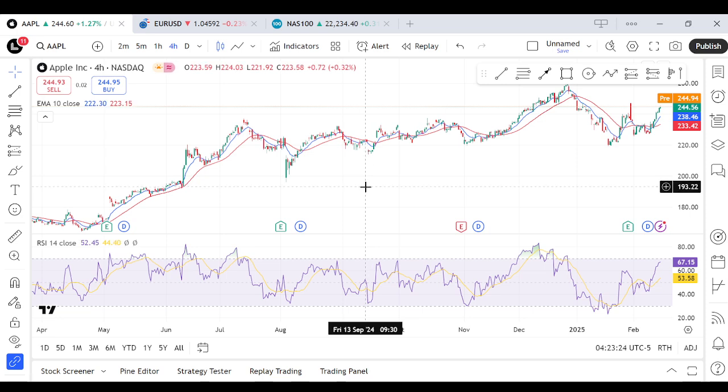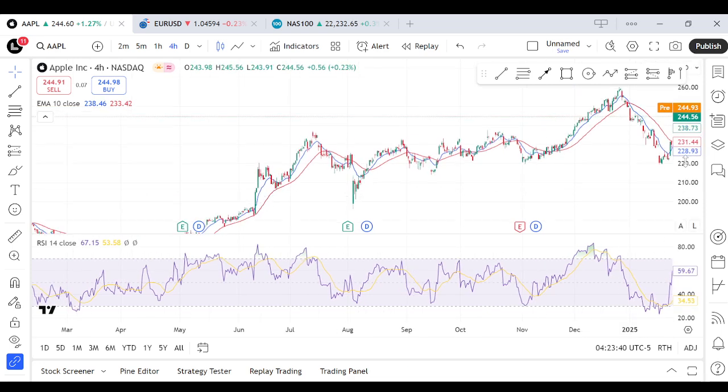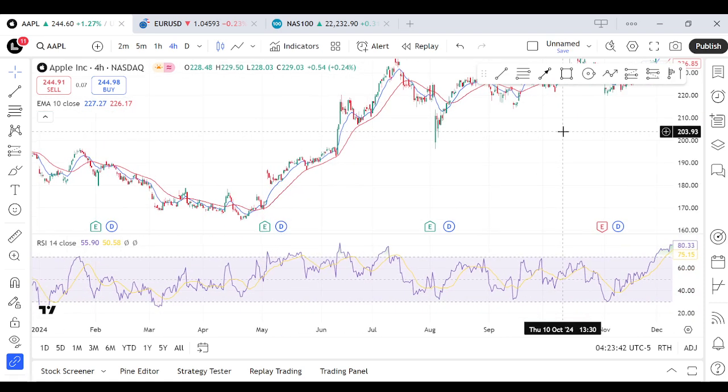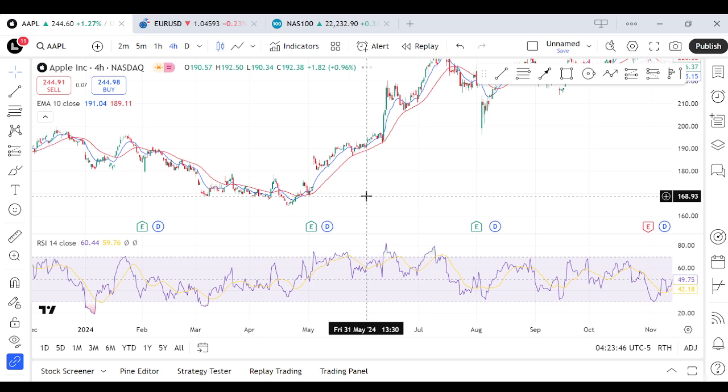The moving averages act as dynamic support and resistance levels, while the RSI helps identify potential reversal points and continuation patterns. This approach removes emotional decision making from your trading process. So as you can see on the charts, we have these two technical indicators working hand in hand, and we're going to show you exactly how you can use both of them to trade in the next section.